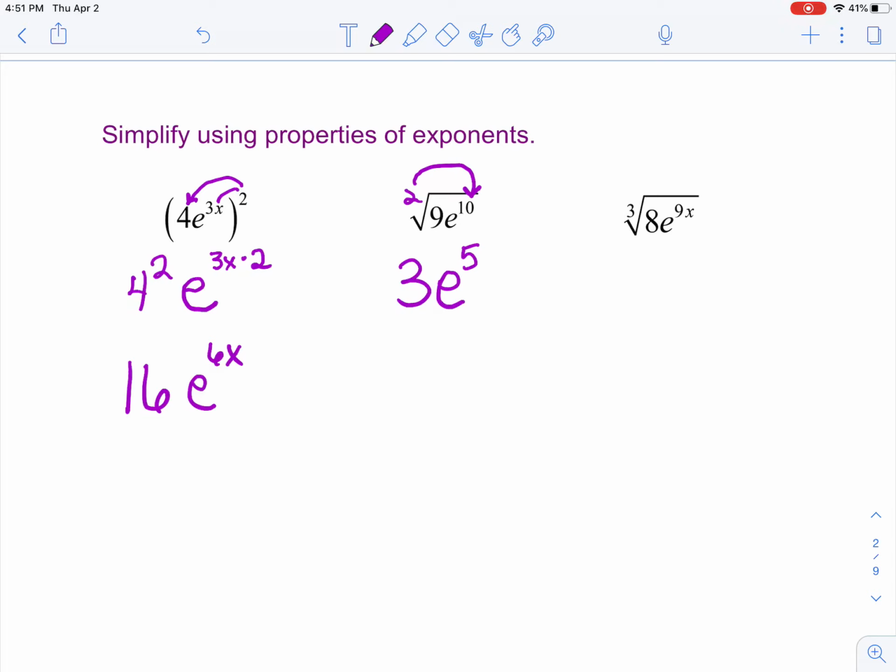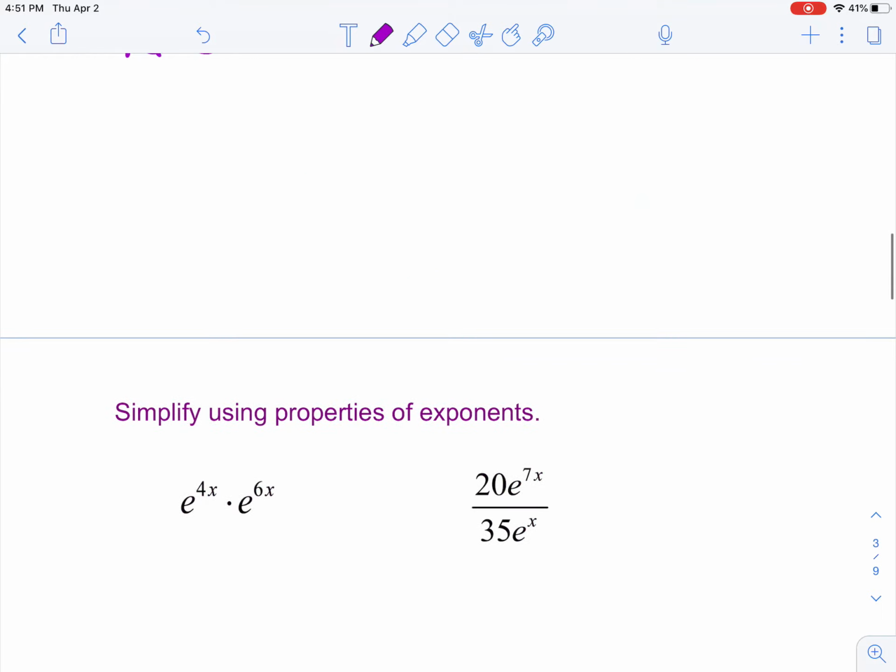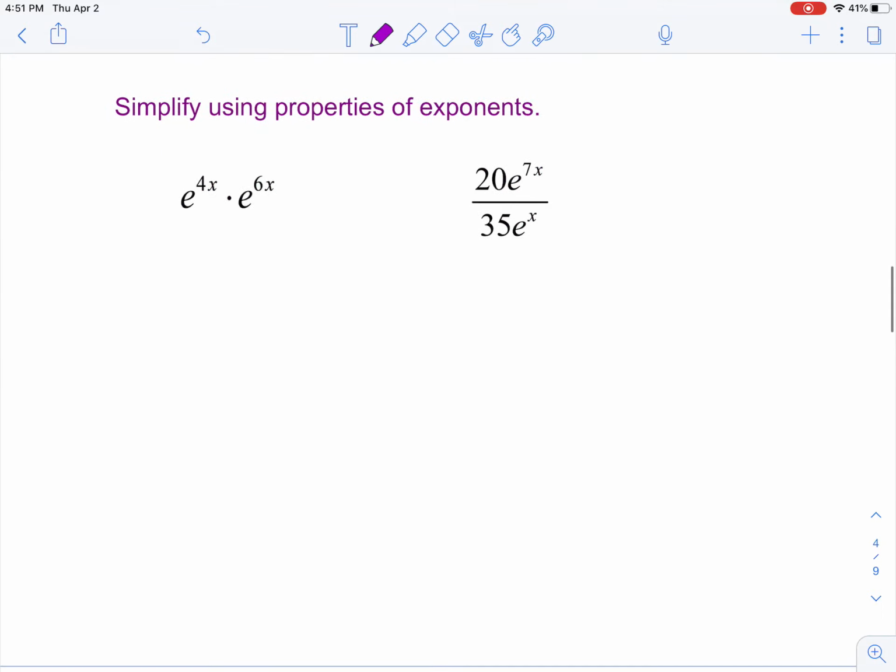Next, the cube root of 8 is 2, because 2 times 2 times 2 is 8. And then we have, how many times will 3 go into 9x? 3 goes into 9x, 3x times. And that is our answer. Not too bad. We have a couple more that we're going to do like this.